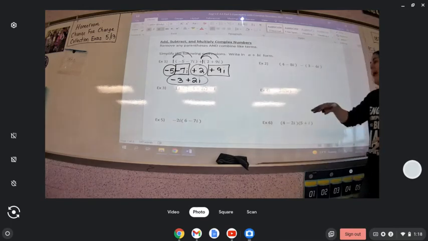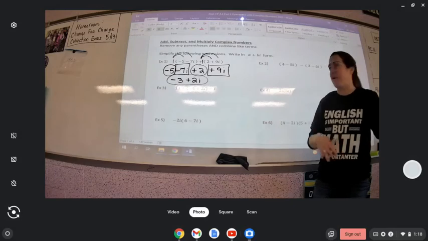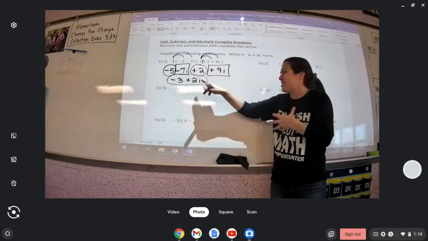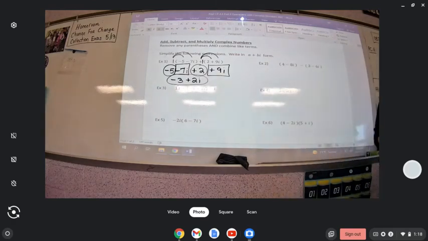But again, to solve this for i, i is not like a variable. We know who i is. He's the square root of negative 1. It's not like x, where x represents some unknown number. We know who i is. So you're not really solving for i because we know who he is.